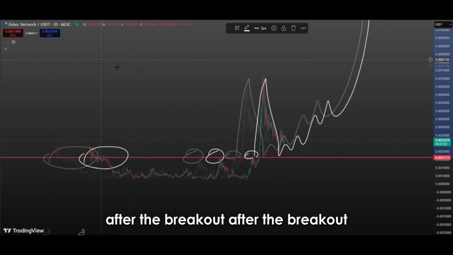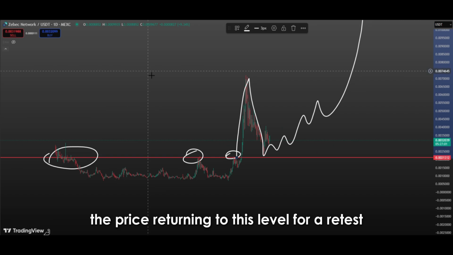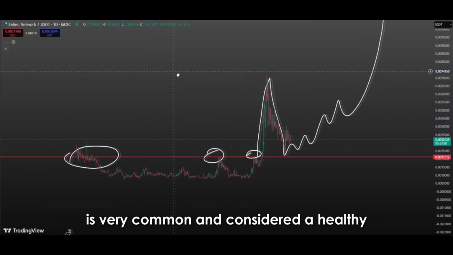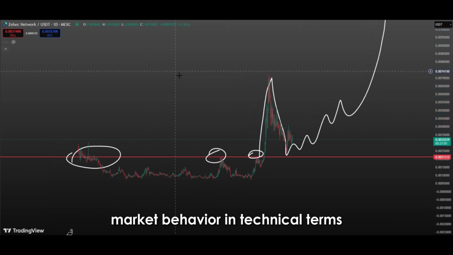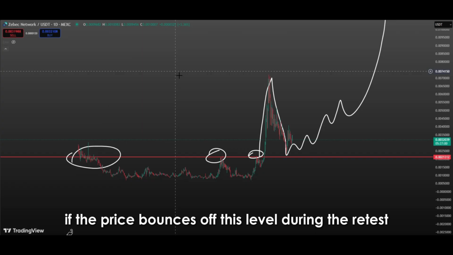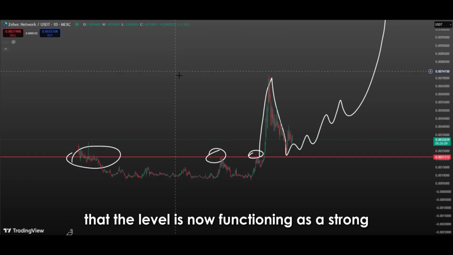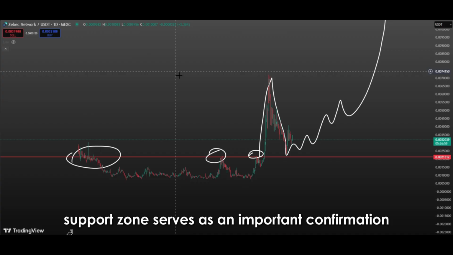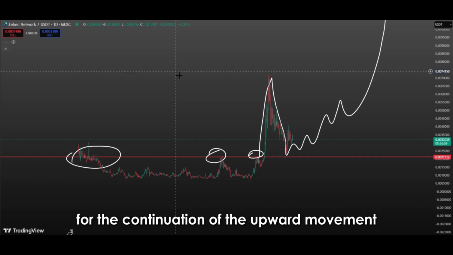After the breakout, the price returning to this level for a retest is very common and considered a healthy market behavior. In technical terms, a previously broken resistance now acts as a support. If the price bounces off this level during the retest, it confirms that the level is now functioning as a strong support zone. This serves as an important confirmation for the continuation of the upward movement.